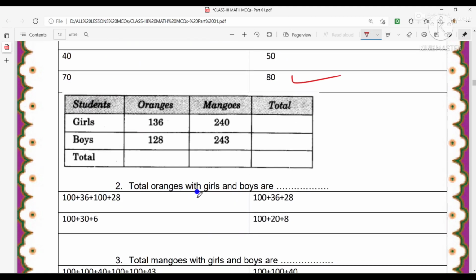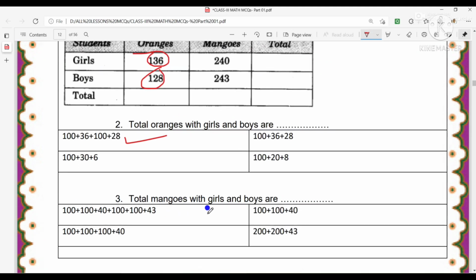Then total oranges with girls and boys. Girls 136, boys 128. So 100 plus 36 plus 100 plus 28. Next, total mangoes with girls and boys.